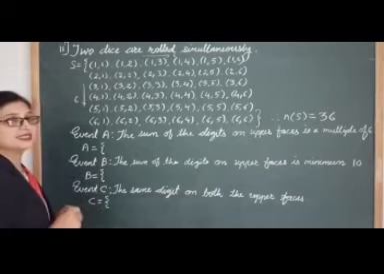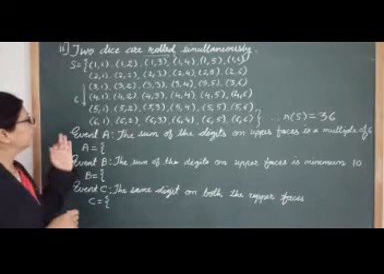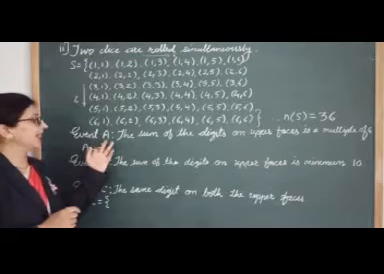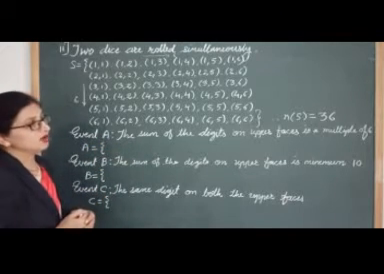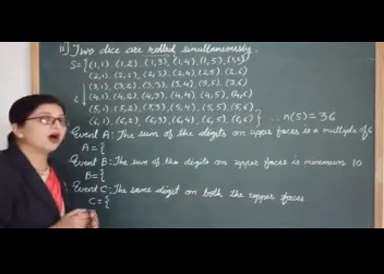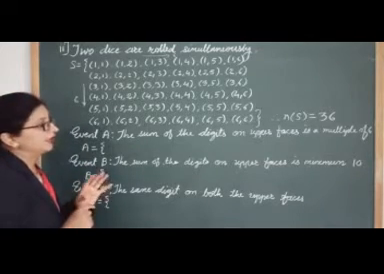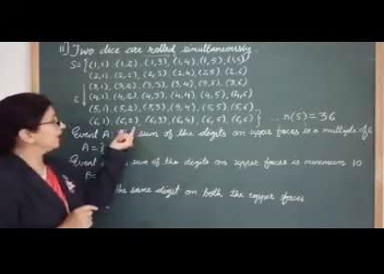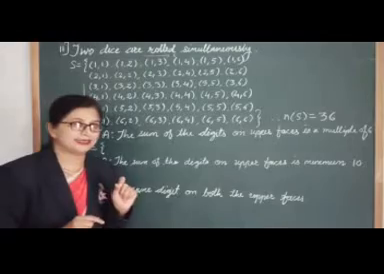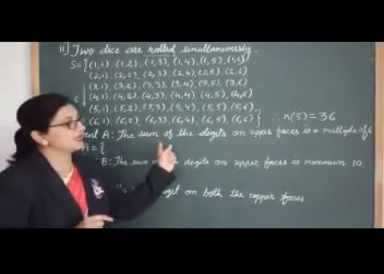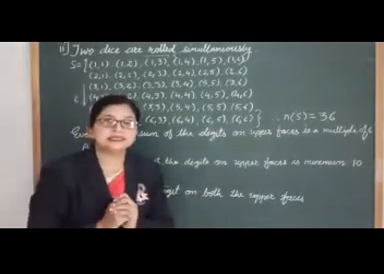Okay? Now let's see the first event. Here we have event A. Sum of the digits on the upper surface is a multiple of 6. Here, in each sample point we are getting 2 digits. So the sum of these 2 digits, how do we want it? A multiple of 6.